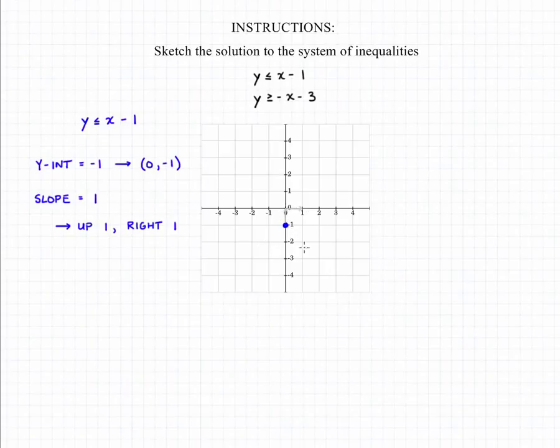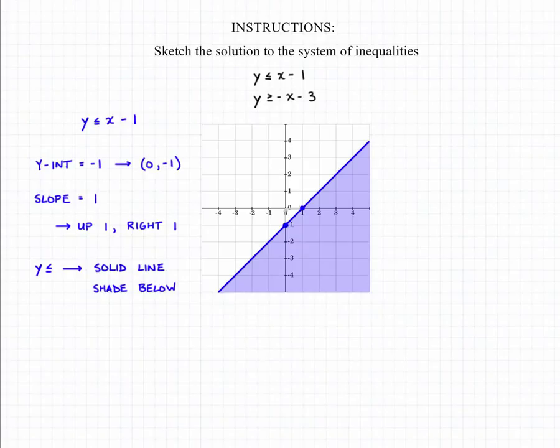If we plot that point, we then have to figure out two more pieces of information. Y being less than or equal to the other side of the equation tells us two things. We're going to use a solid line because we want to include the points on that line, and because it's less than and y, we're going to shade below that line. So we can sketch our line, and then we can add in our shading below.